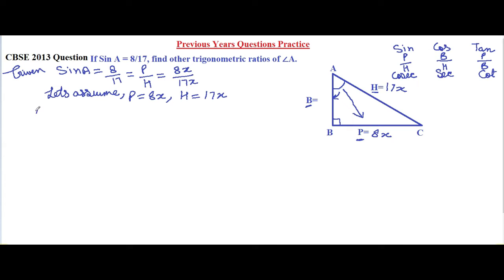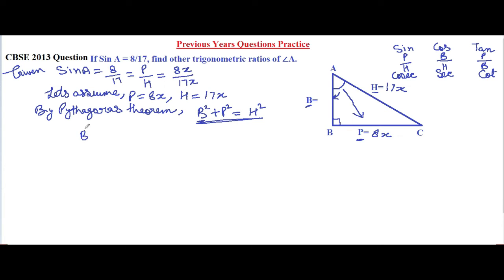So by using Pythagoras theorem, we can find out b also, because you know, in any right angle triangle, if we have two sides, we can find out the third side by using Pythagoras theorem. So we can simply say that base square plus perpendicular square is equals to hypotenuse square. This is what the Pythagoras theorem says. So from here we can find out b.